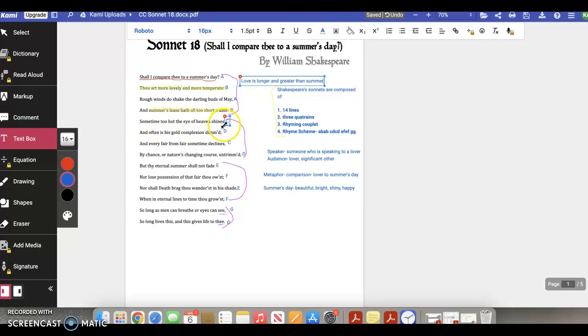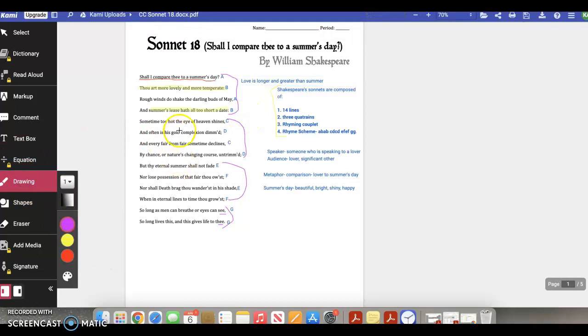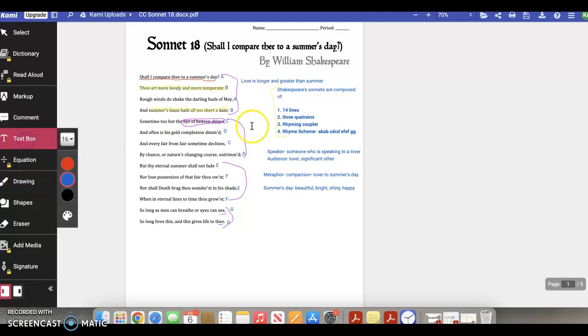"Sometimes too hot the eye of heaven shines." The eye of heaven is going to be the sun. So when we're talking about the eye of heaven, we're talking about the sun. So sometimes the sun is too hot, and sometimes the complexion of the sun gets cloudy. It becomes dimmed. But he's saying that his lover is not that way. His lover is not too bright. He's not too obnoxious. He is not too cloudy. He doesn't have fair weather and unfair accounts.